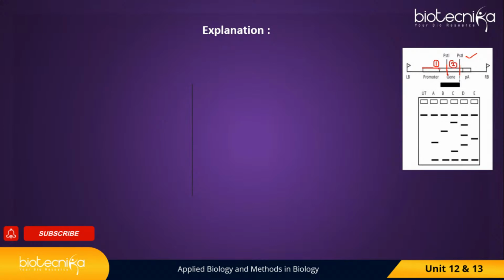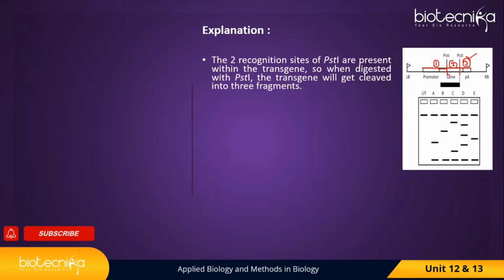So this is the first fragment, this is the second fragment, and this is the third fragment that we'll get. But the point that you have to focus on here is, first, that we are performing Southern blot analysis, and second, we have to look for a single insertion event. So obviously, when we perform restriction digestion with PstI, we'll get 3 fragments.